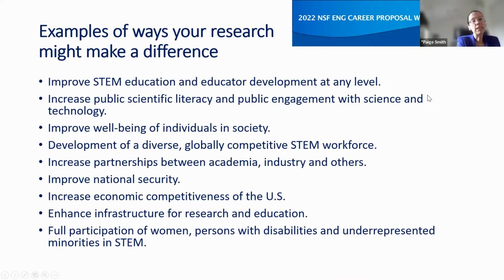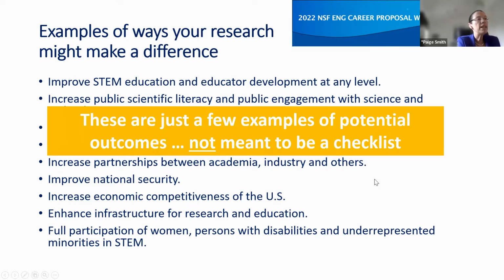Now, this slide summarizes some sample ways that your research and educational plans could make a difference to society. For example, you could be improving STEM education or educator development at the community college level, the K-12 level, or even within your own university. You could be increasing the public's literacy with regard to scientific knowledge, so that they can better engage with science and technology. Maybe you're improving the well-being of individuals within society, or helping to create a more diverse and globally competitive STEM workforce. There are a number of different ways that you can make a difference and have outcomes that contribute to society. It's important to keep in mind, though, that these are just a few examples. This list is not exhaustive, it's not comprehensive, and it's not meant to be a checklist.